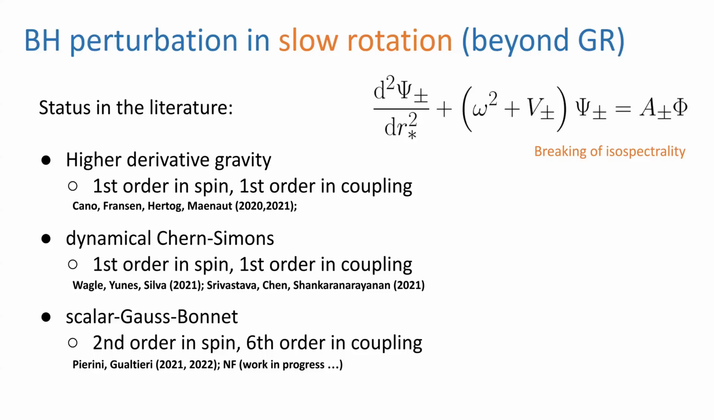And so it is clear here that, as I was saying before, Chandrasekhar explained why there is isospectrality in general relativity. But of course, the introduction of this additional term is breaking isospectrality. So this can be one of the smoking guns of beyond GR effects.